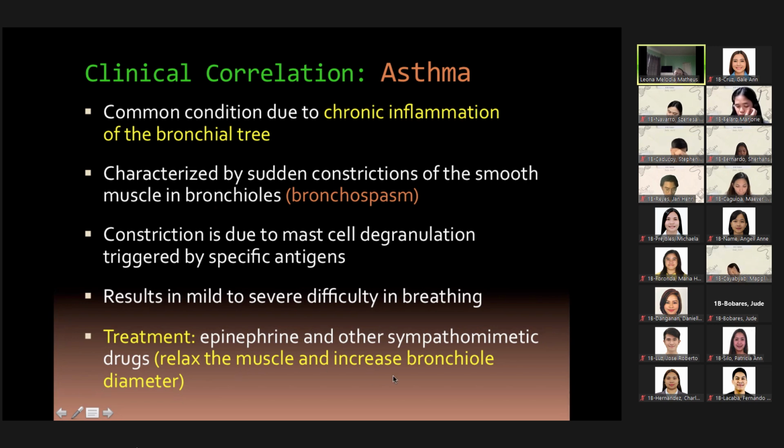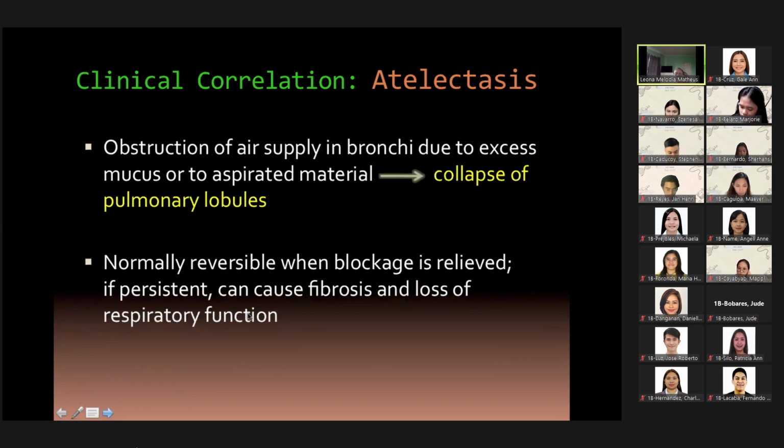To relax the muscle and increase the bronchiolar diameter. Okay. The next condition is atelectasis. This one is due to obstruction of air supply in the bronchi. So note this, a bronchi ito. And this can be due to excessive mucus or aspirated material, which can cause a collapse of a pulmonary lobule. Look at that, pulmonary lobule.